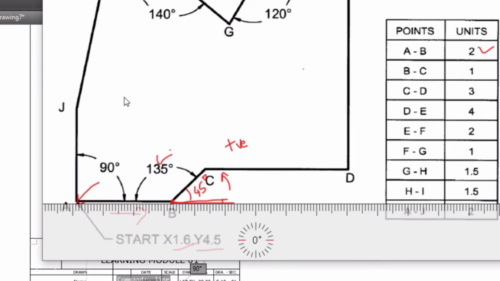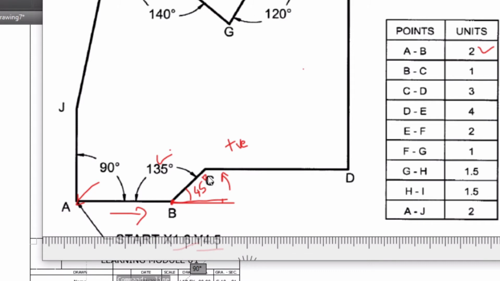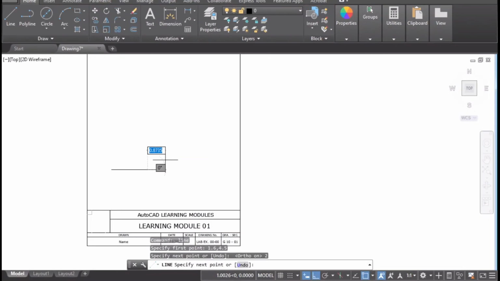So we're gonna make 45 degree in counterclockwise direction, so it is positive, and the length of this line BC, which is 1 unit. So I'll show you how we're gonna make this. Take the line, we already have the line, and turn off the ortho mode. Since we are making an angle, it's better to turn off ortho mode.